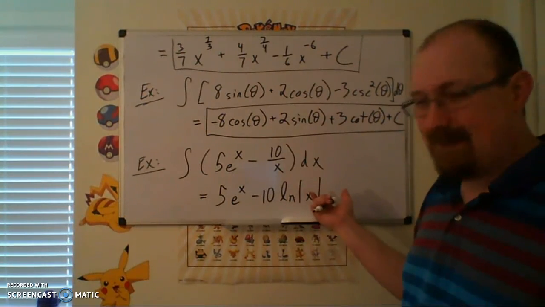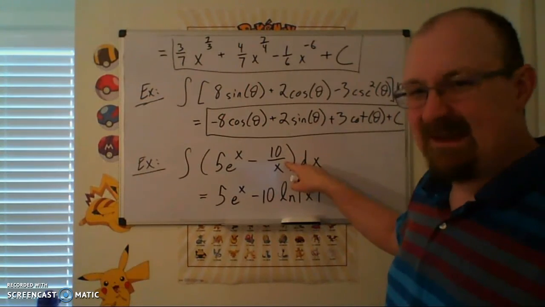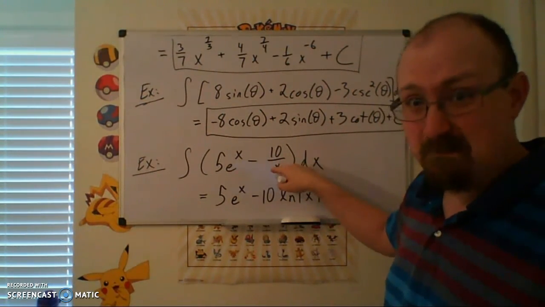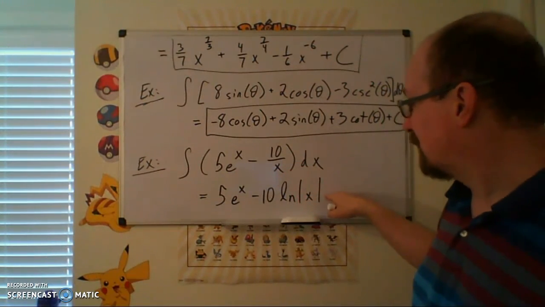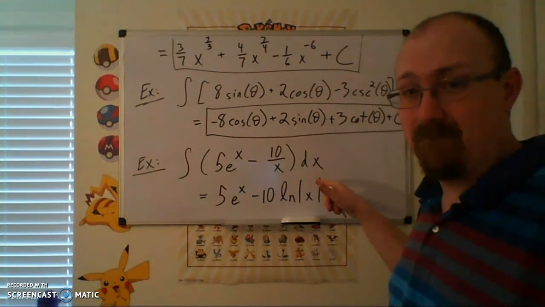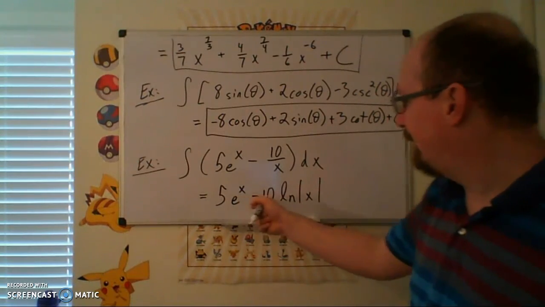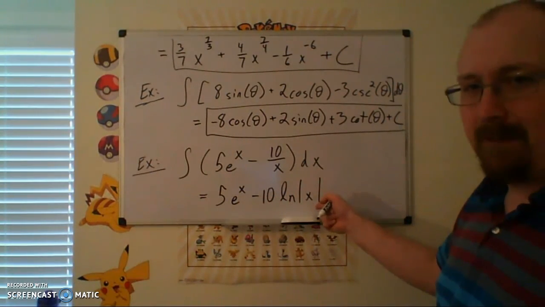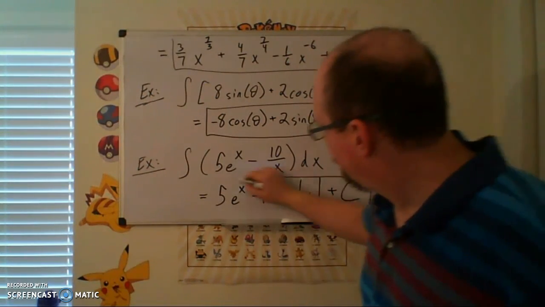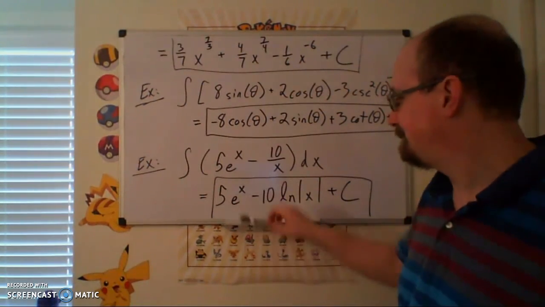It's easy to overlook those absolute value bars, but don't, because this thing technically allows for the possibility that either x is positive or negative. Nothing here is barring that from happening. If you don't include the absolute value bars, you can't handle negative x values. The natural log function is not defined for those for our purposes. So 5e to the x minus 10 ln absolute value of x. Again, plus c, close off the box, we're done.